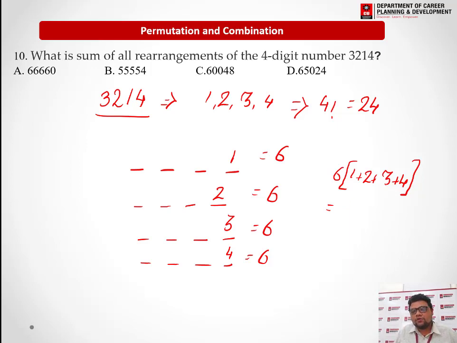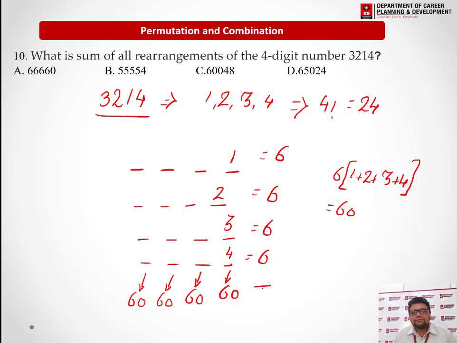So how much will it be? 4 plus 3, that is 7. It is a total of 60. So 60 is the sum of the unit place digits. Again, the same will be applied for the tens place digit. The sum comes out to be 60. For the hundreds place also it will be 60, and for the thousands place also it will be 60.